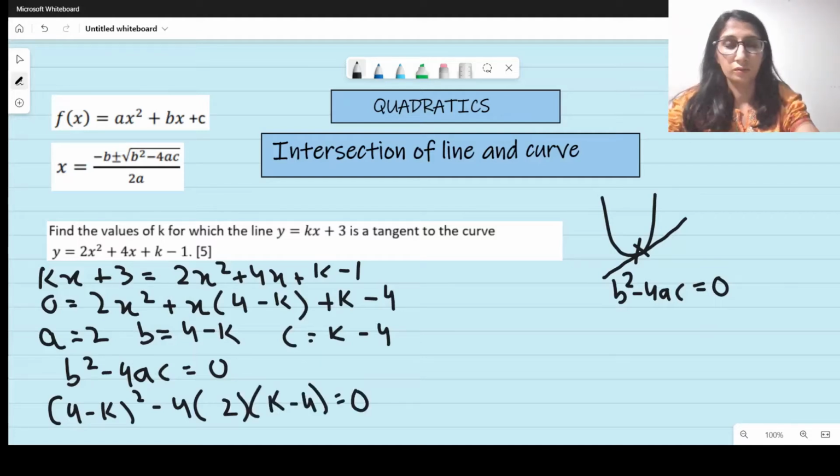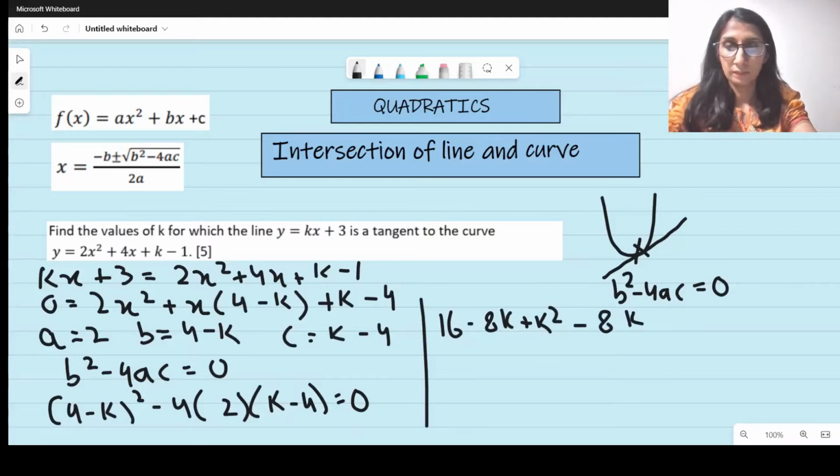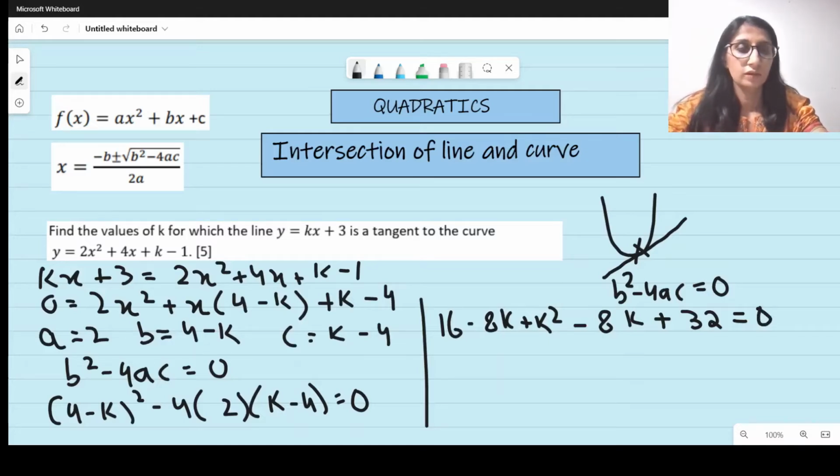So b square minus 4ac equals 0, meaning 4 minus k whole square minus 4ac equals 0. Using a minus b whole square equals a square minus 2ab plus b square, we get 16 minus 8k plus k square, minus 8k plus 32 equals 0. Now this would be k square minus 16k plus 48 equals 0. Now we have to solve this quadratic equation.